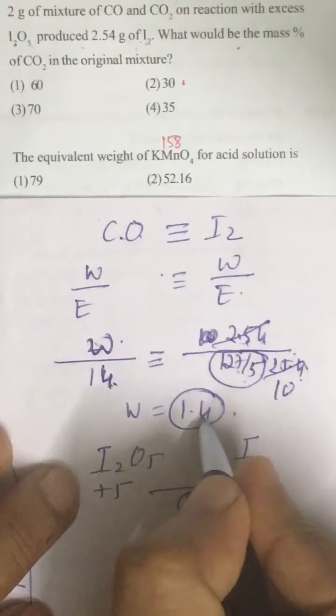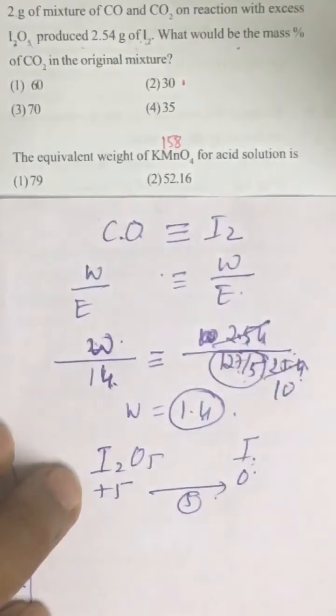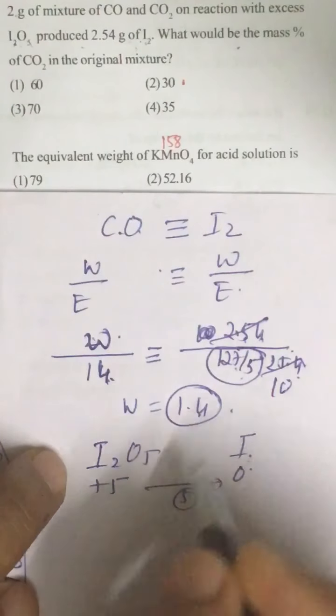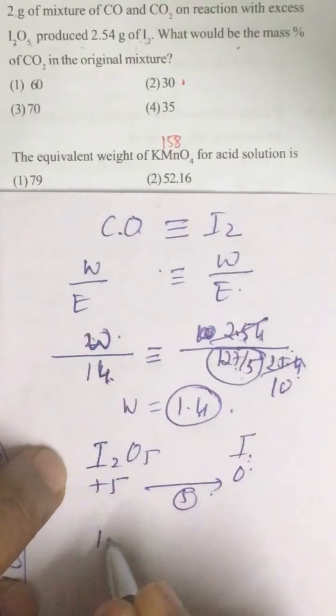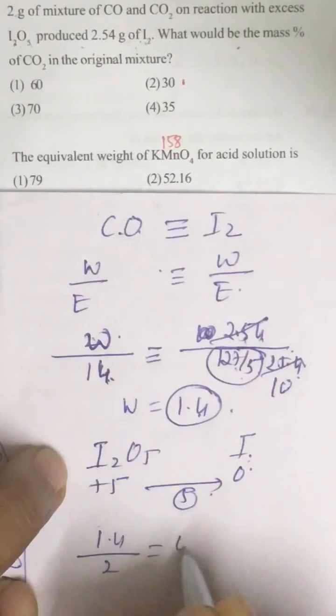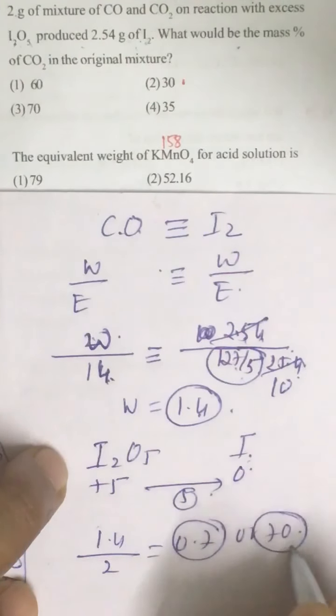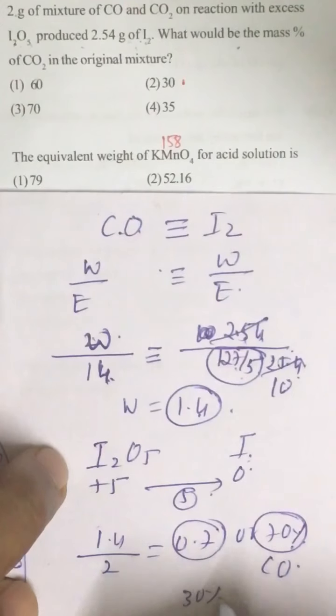So 1.4 is what percentage of 2 gram? Now we are left with 1.4. 1.4 is what percentage of 2? So we are getting 0.7 or 70%. 70% is CO, carbon monoxide. So the remaining 30% is carbon dioxide.